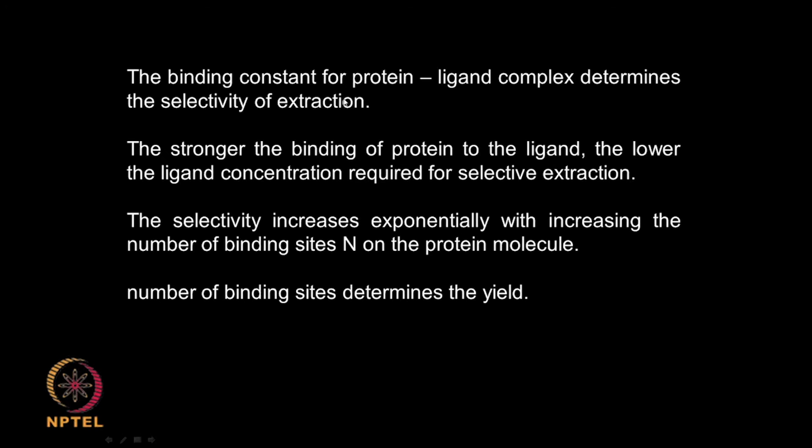The binding constant for the protein ligand complex determines the selectivity of the extraction. The stronger the binding of protein to the ligand, the lower the ligand concentration required for selective extraction. This is obvious. The selectivity increases exponentially with increasing number of binding sites on the protein molecule. So, number of binding sites determine the yield. If the same ligand can bind on n sites, then your extraction efficiency also goes up by that factor, okay.